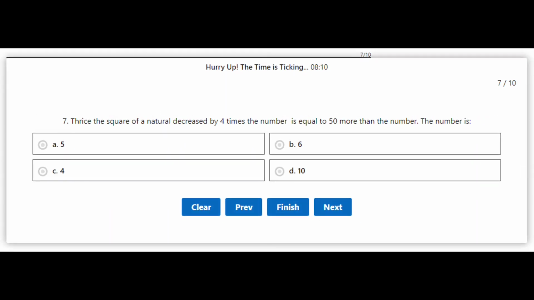Our seventh question is: thrice the square of a natural number decreased by 4 times the number is equal to 50 more than the number. The number is?